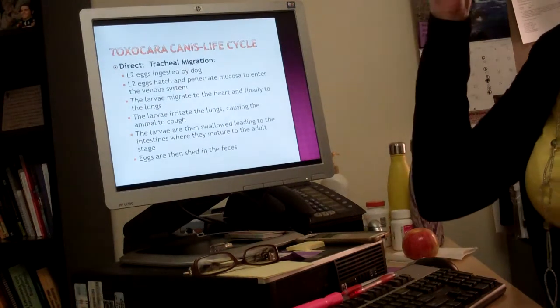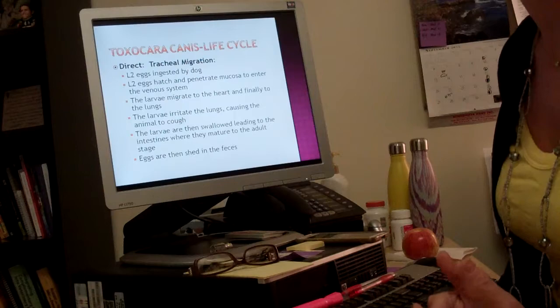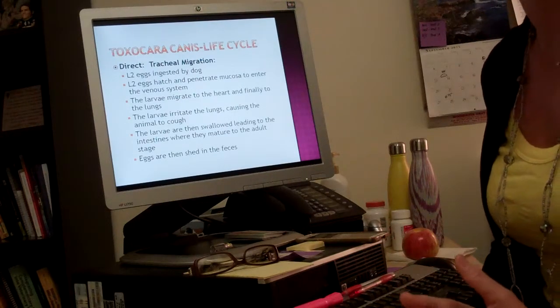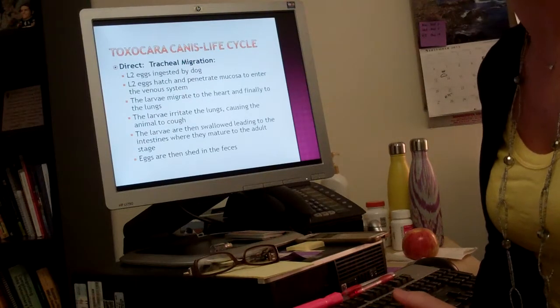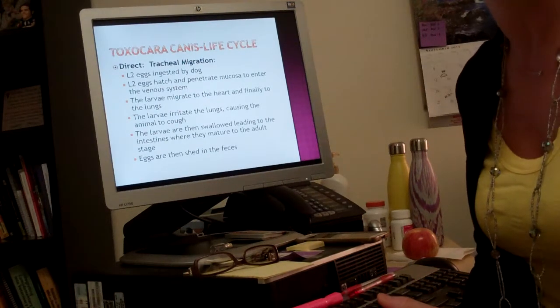Whenever you hear the term tracheal migration, I want you to think about this. Let's say we did a fecal examination on one of my dogs, Phoebe, who is 4 years old.